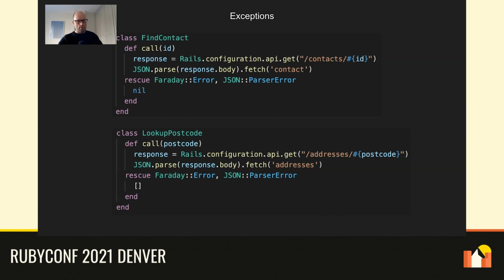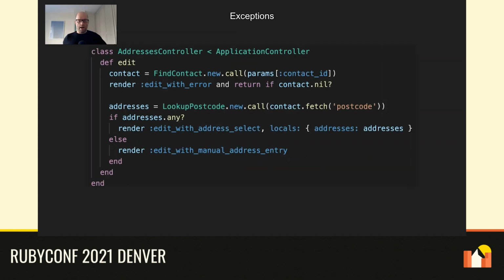So what would the controller code look like? Well, it might look a little bit like this if you're using Rails. We do a find contact, and we return if that contact is nil. Obviously, we render the error screen as well, but we stop ourselves at that point and we exit early. If the contact is anything, we continue and we look up the postcode. And if there are any addresses in that array that comes back, we render the address select screen, else we render the manual address entry screen.